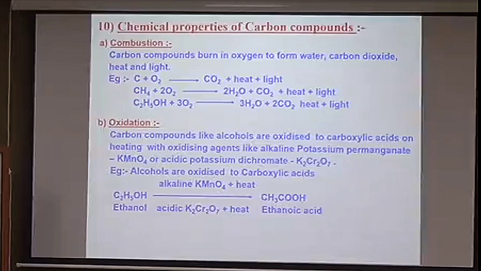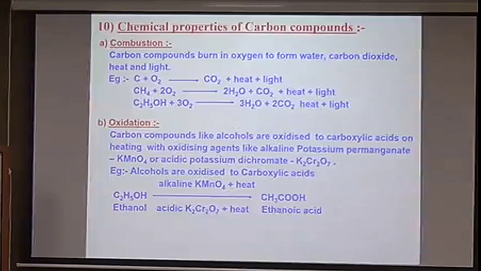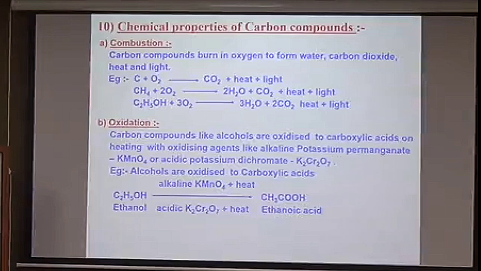Another is oxidation. If we carry out oxidation with a specific oxidizing agent, alkaline potassium permanganate can be used as the oxidizing agent. It may also be acidified potassium dichromate. Especially this we study in the case of alcohol. When ethanol, that is C2H5OH, is heated with alkaline potassium permanganate, oxygen gets added to it. The number of carbon atoms remains the same, but the gain of oxygen is what we call oxidation, and this results in the formation of ethanoic acid.